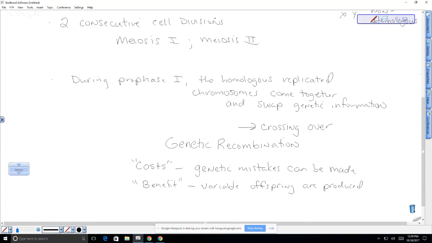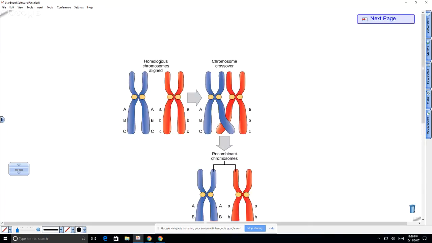Okay, so in your book, there is a diagram that shows this idea of crossing over. So if we look at the genes here, notice that the blue chromosome has all of the big uppercase letters, and the red chromosome has all of the lowercase letters. If you were to think about what would happen if crossing over did not occur, A, B, and C would be inherited all together as a group, and a, b, and c would be inherited together. So that's without genetic combination because we didn't do the shuffling, right?